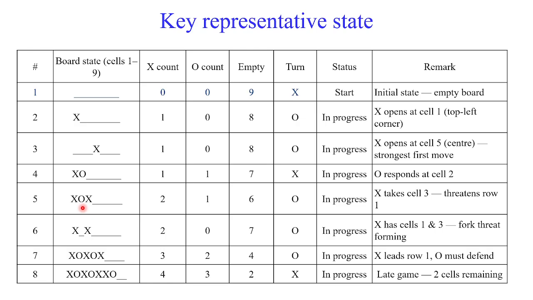Okay. Now, O should respond carefully. X is at 1 and 3. So now, what will the next state be? X is trying to lead and O must always defend. You can see here it's alternatively placed XO, XO, XXO.